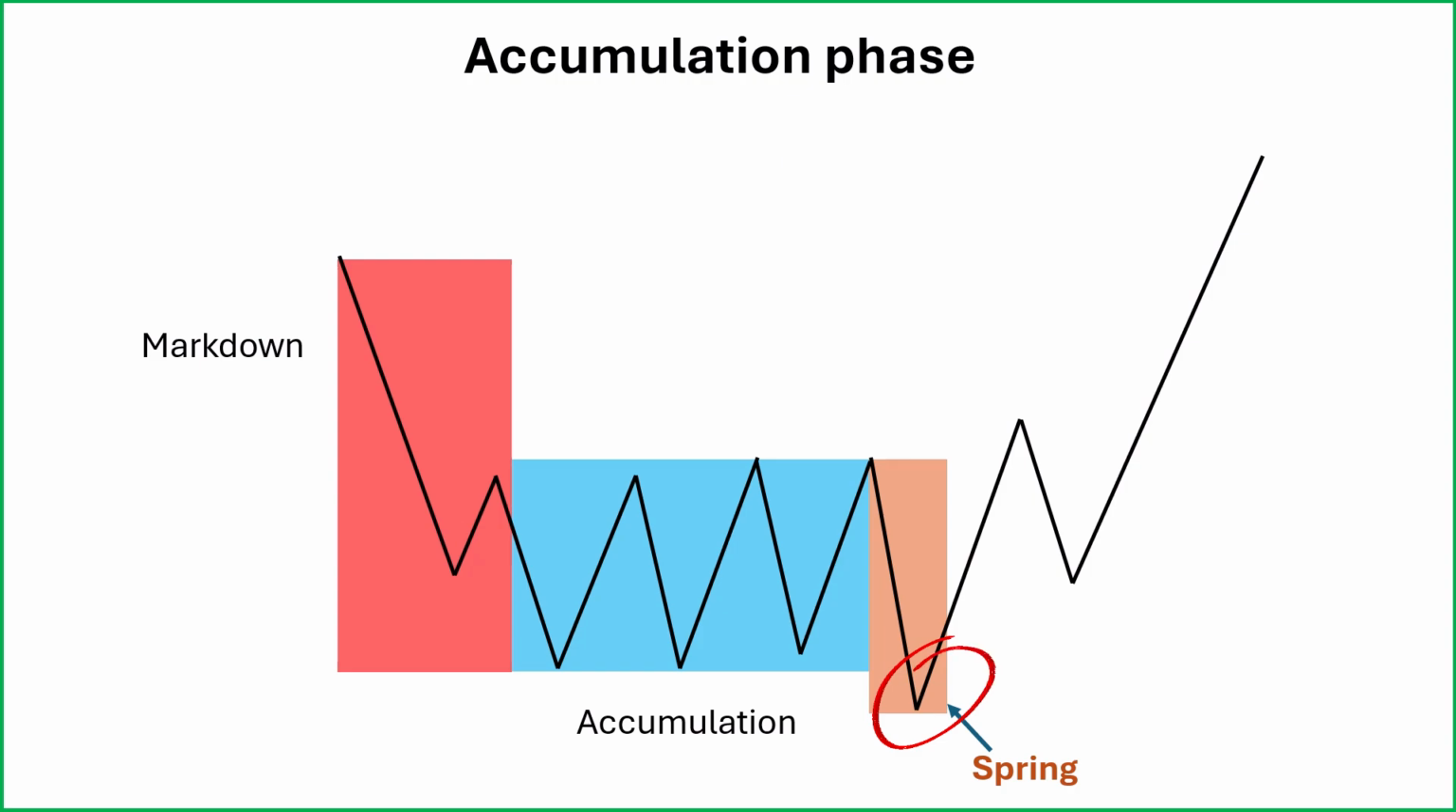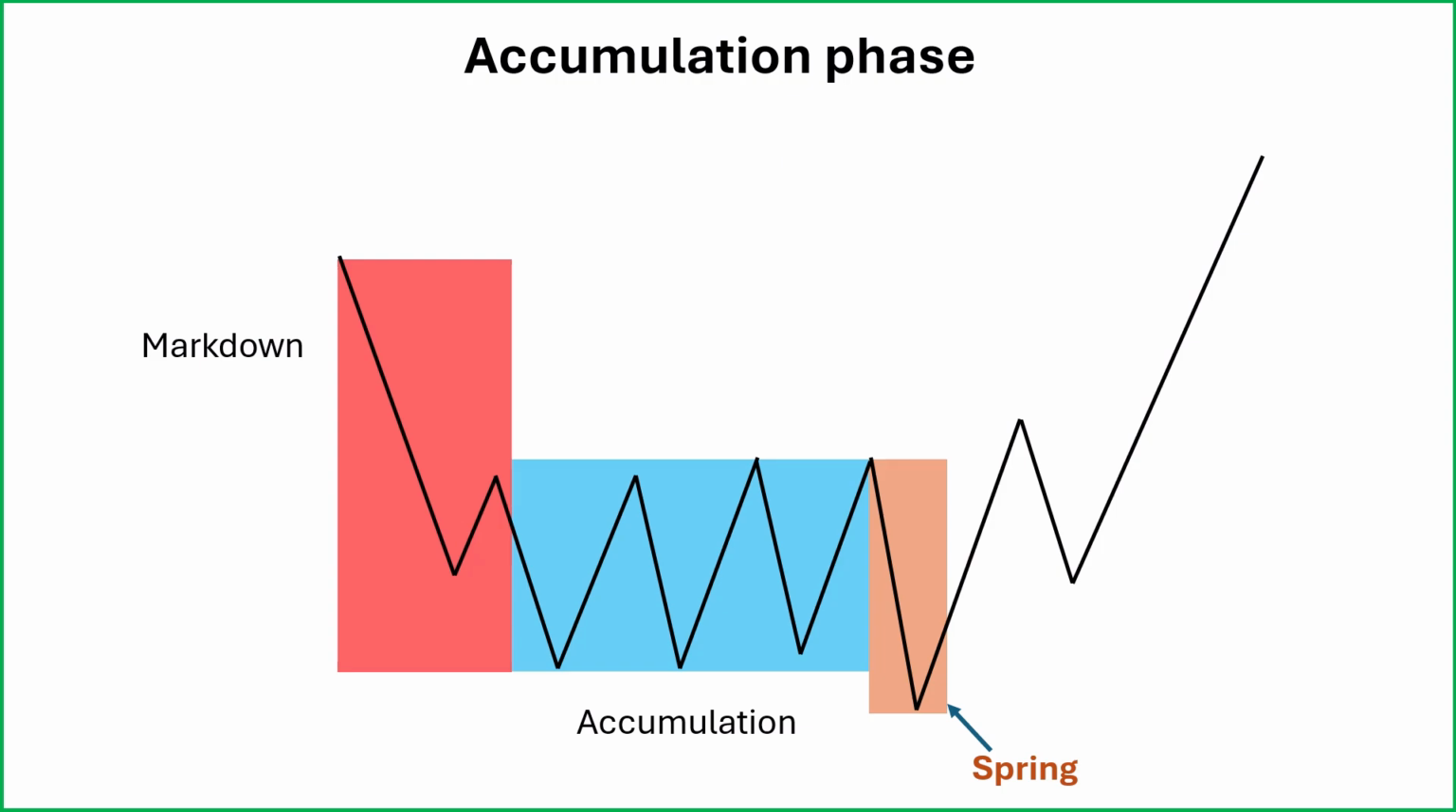Now, at first glance, this looks like a breakdown. It looks like the downtrend is about to continue. But then, boom, the price snaps right back up. This is what Wyckoff called the spring, and it's a classic trap. It tricks traders into thinking the market is breaking down again, when really, it's just shaking out weak hands.